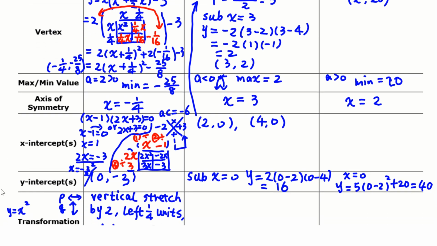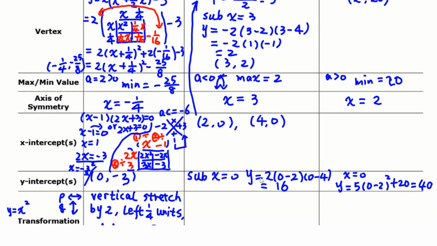Then we are going to do some corrections. This one is negative 2, so we have negative 16. This is the y-intercept.